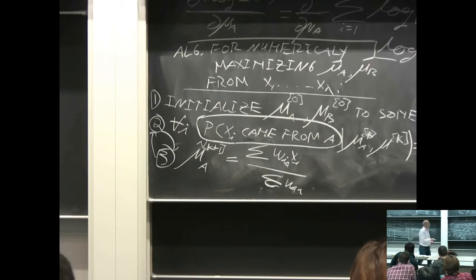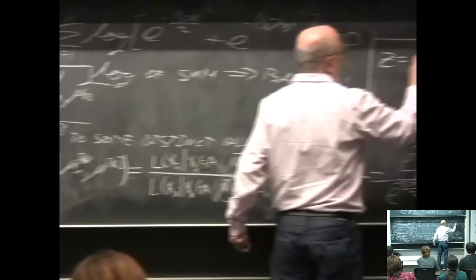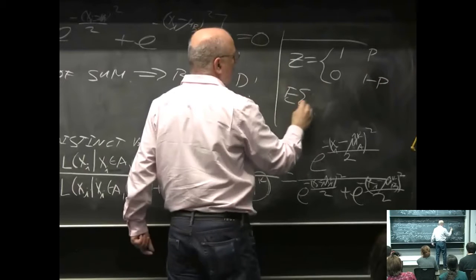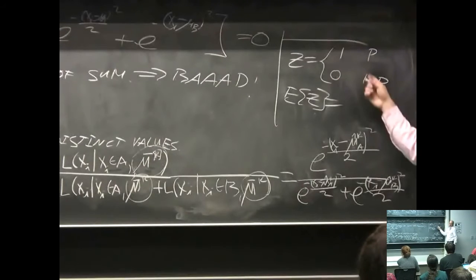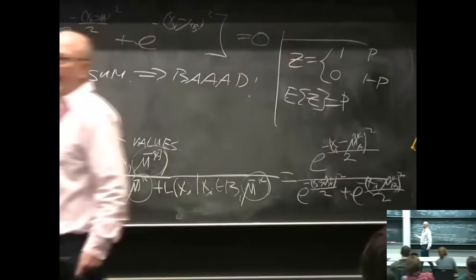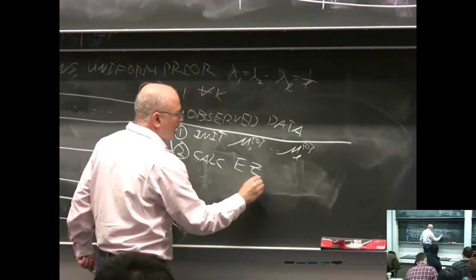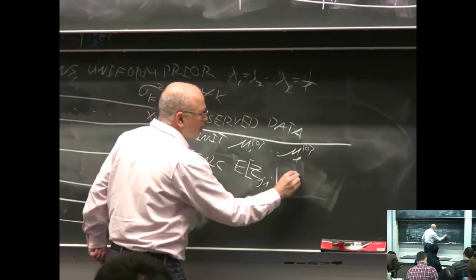Is that clear? If you have a random variable Z, which takes on value 1 with some probability p and value 0 with probability 1 minus p, then the expected value of Z is p times 1 plus 1 minus p times 0. So it's p. The probability that it's 1 and its expected value are the same thing. So this was my step 1. My step 2 is to calculate the expected value of Zji given the mu's of iteration k.